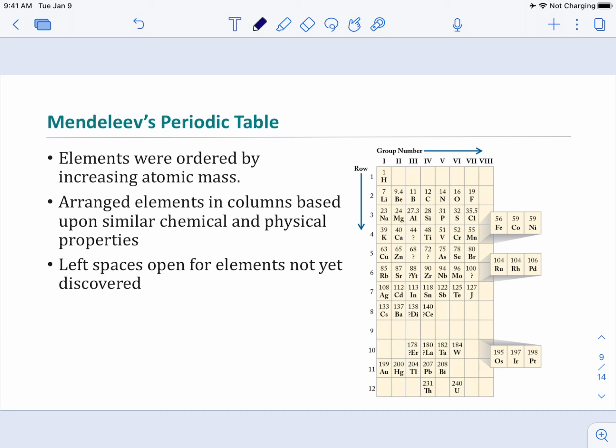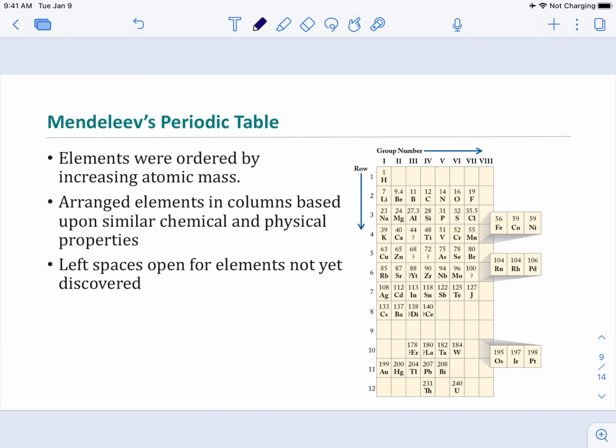Elements are ordered by increasing atomic mass in Mendeleev's periodic table. He gets the credit with basically the first periodic table. He ordered them by atomic mass, okay? And here we've got the atomic mass above the element. Remember, protons aren't discovered at this point. Mendeleev's table is before that. So the masses are above it, and he orders them in order of increasing atomic mass.